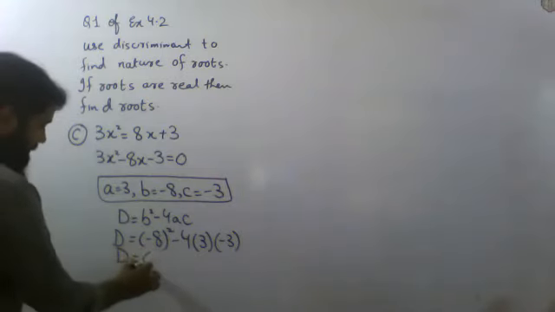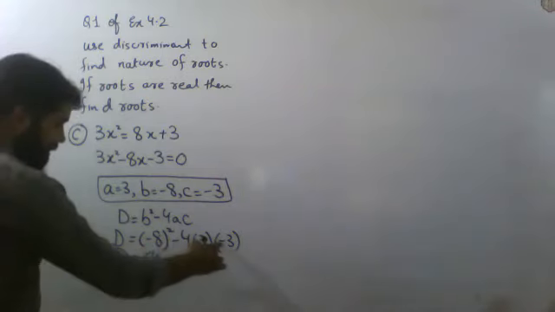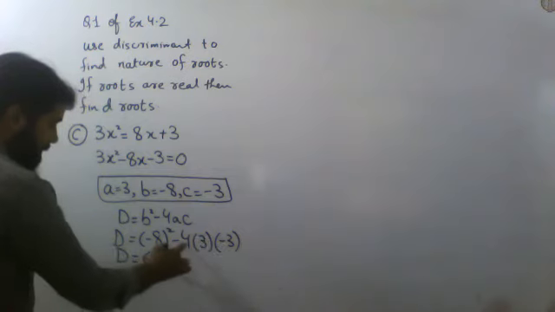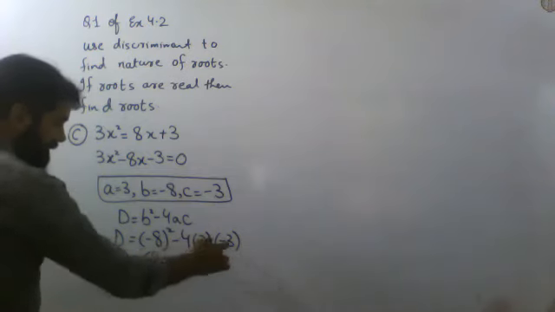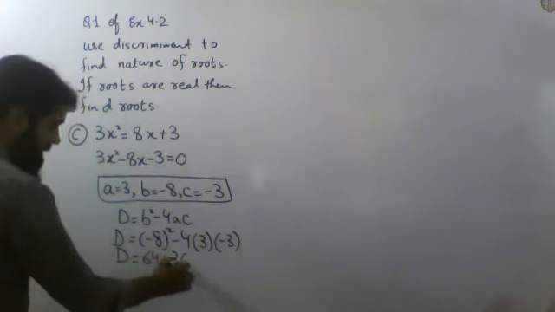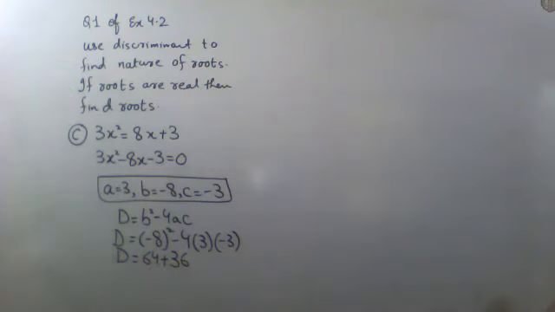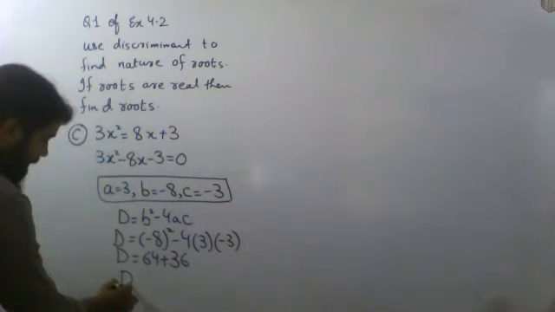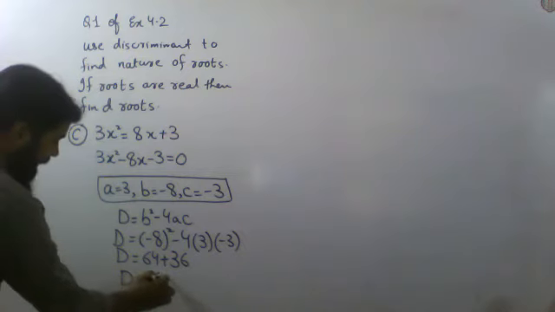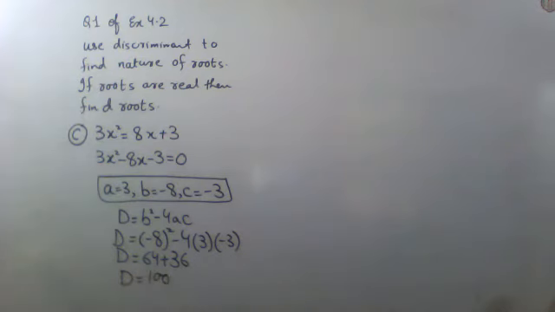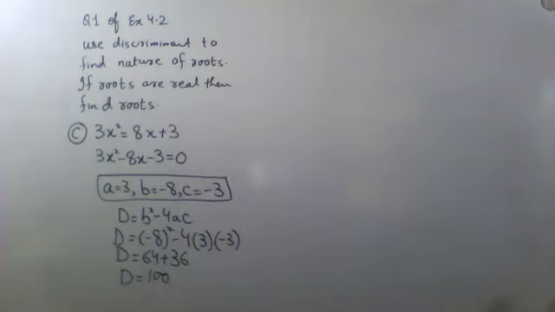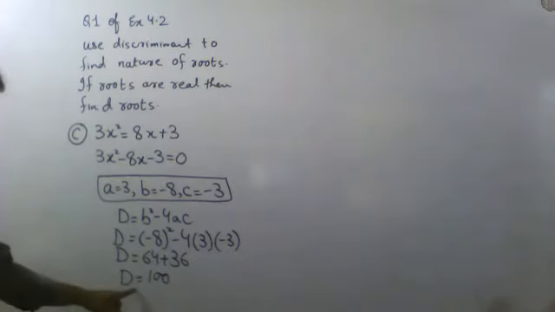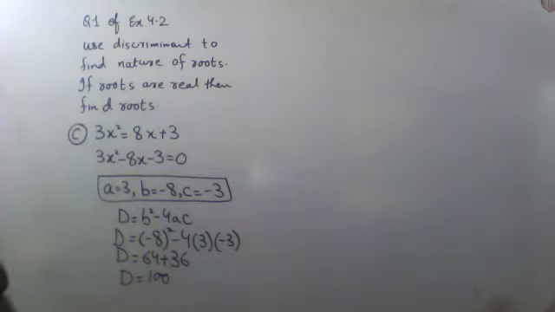Minus 8 whole square is 64. Minus minus plus 4 3s are 12, 12 3s are 36. Okay. So when I simplify it, my discriminant is coming 100. So now my discriminant is coming equals to 100.